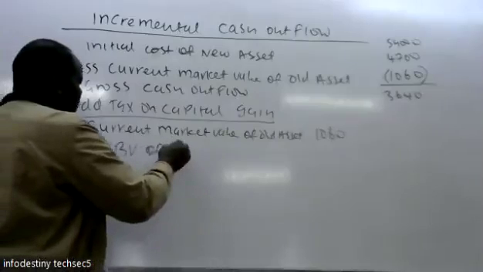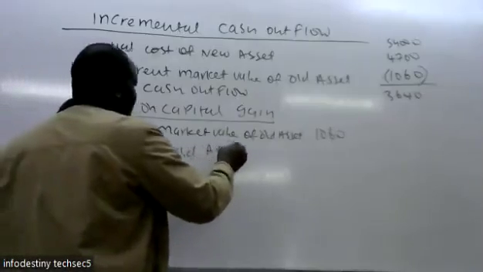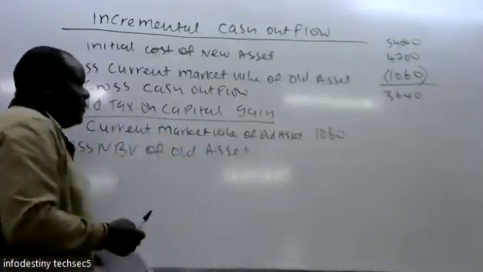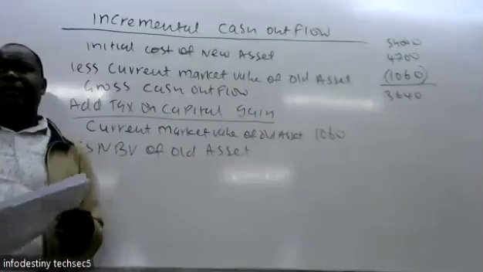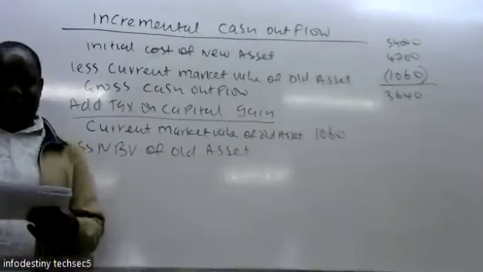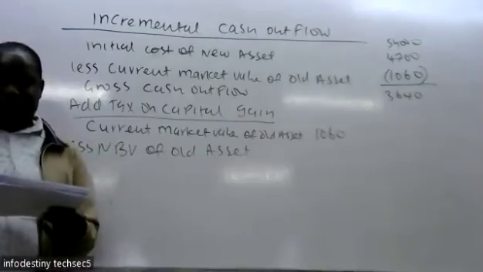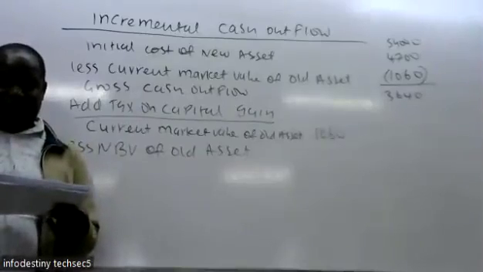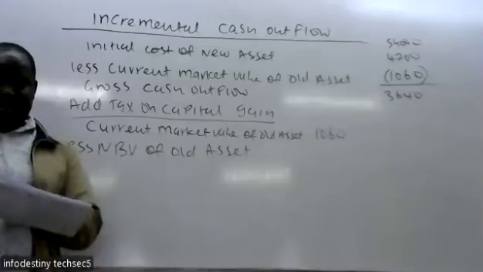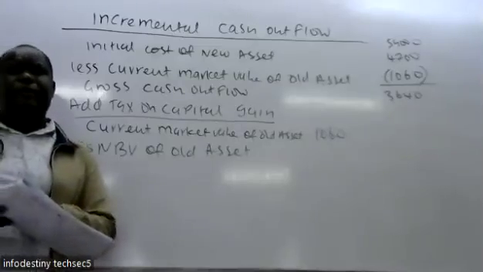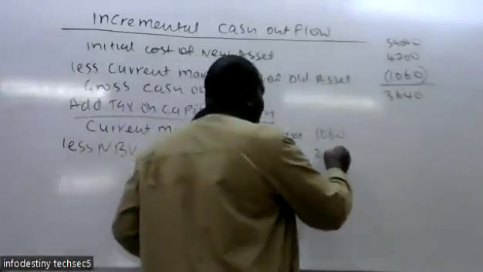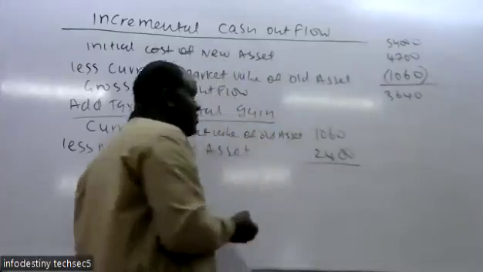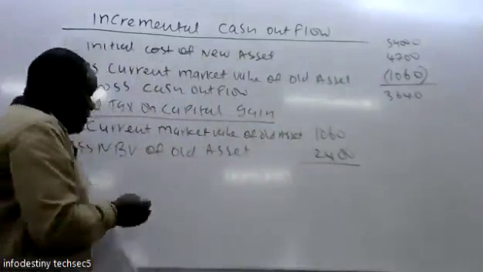The net book value of the old asset. We are supposed to less the net book value of the old asset. So the second line, the old machine has a current net book value of 2.4 million. You can see the 2.4 million in the first paragraph. So this one will be a capital loss. We don't tax a capital loss, so we ignore that.